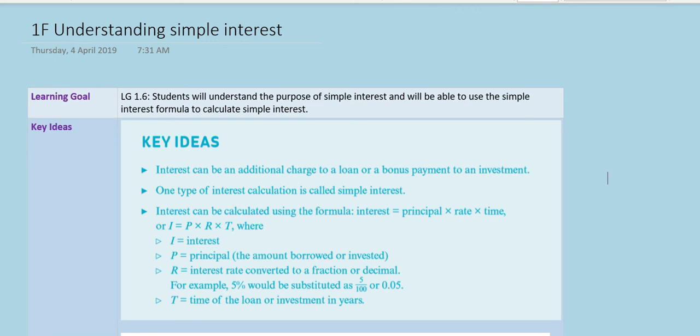First of all, let's think about this idea of borrowing or investing money. If you go to a bank and you've got a whole heap of cash, you may wish to invest it into a bank account. The bank will pay you money for the privilege of using your money. The amount of money that you invest is called the principal when we do these simple interest calculations. The amount of money that the bank gives you extra, on top, is called interest. They will calculate that interest at a certain rate for a certain period of time.